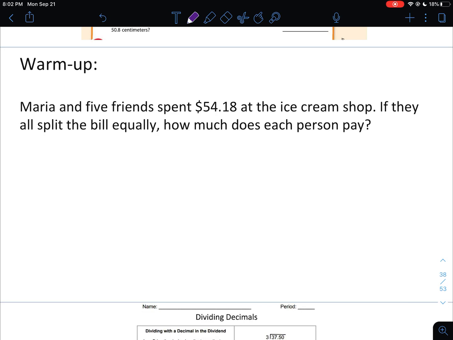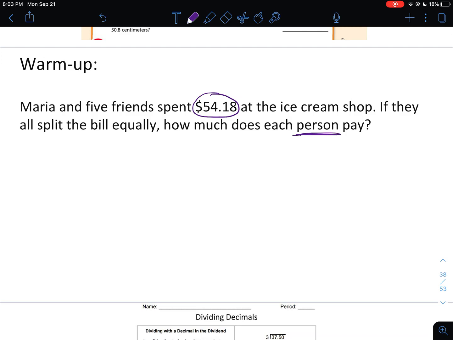So Maria and 5 friends spent $54.18 at the ice cream shop. If they all split the bill equally, how much does each person pay? So do not get tripped up by figuring out how many people are in this problem. It's meant to trick you. So make sure you think about how many people are actually splitting the bill of $54.18. Okay, so pause the video and try to figure out how much each person is going to pay. Go.